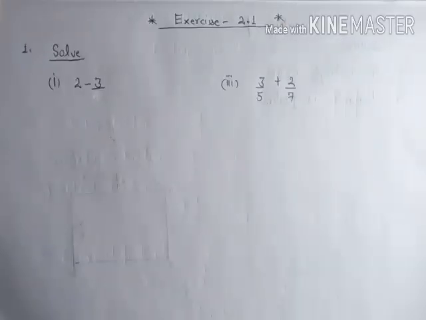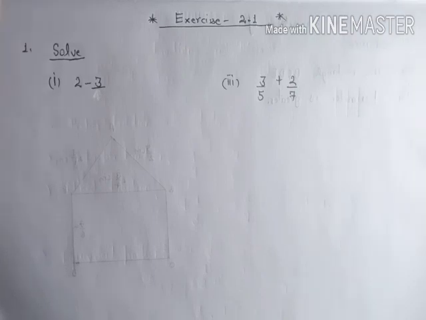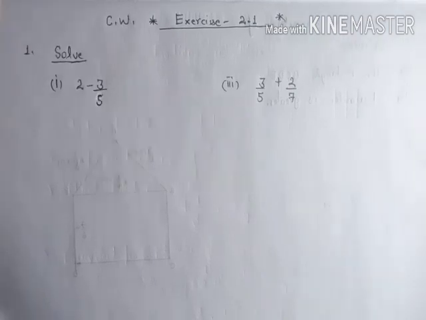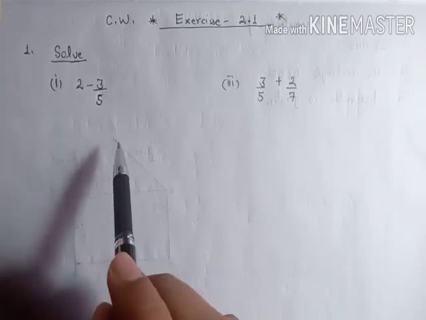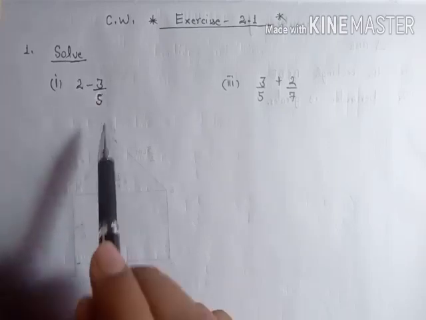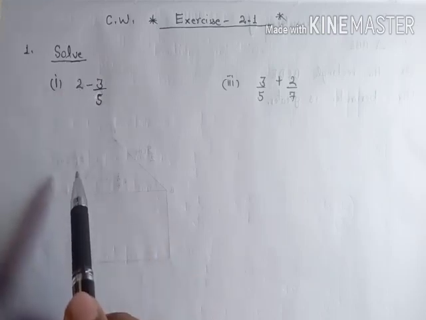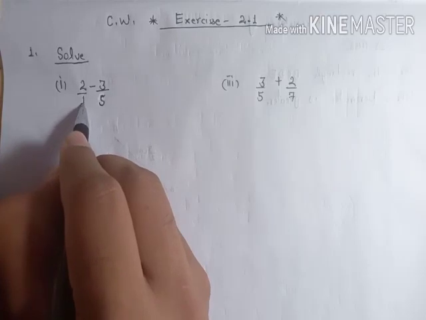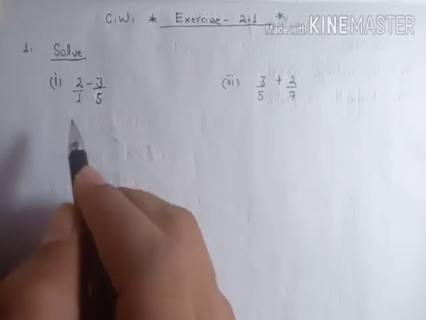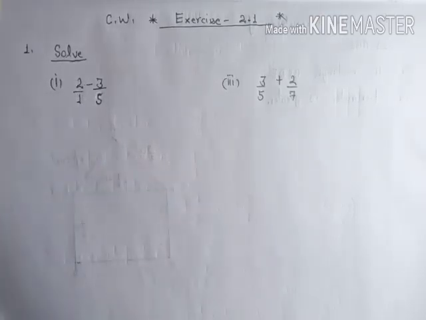Now we will discuss our exercise 2.1. We have 2 questions, and this is our classwork. First part is 2 minus 3 upon 5. Do you know how to solve this? You have to subtract this 3 upon 5 from 2. 2 can be written as 2 upon 1. Is there any problem? If you divide 2 by 1, you will get 2 again. So this is 2 upon 1.